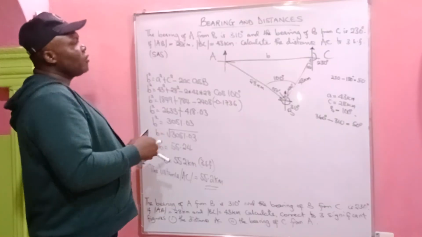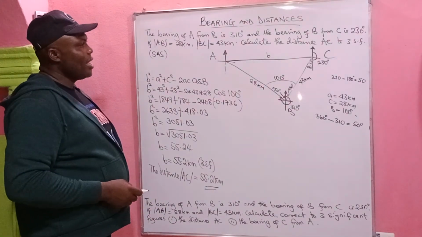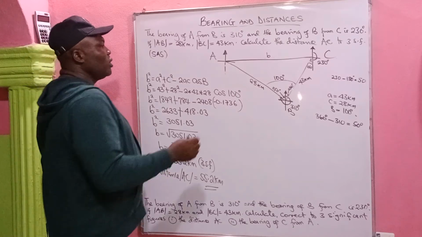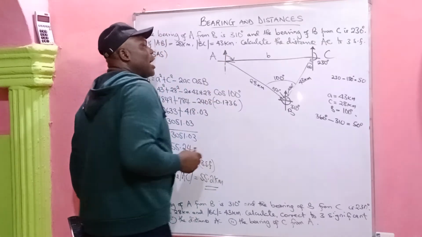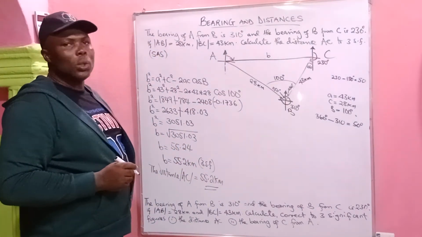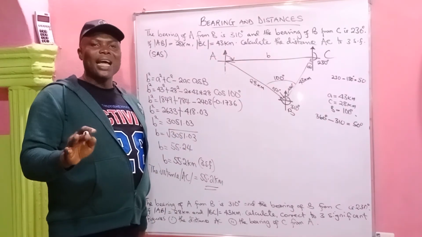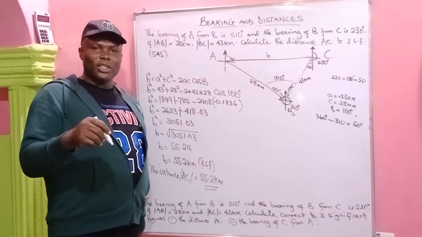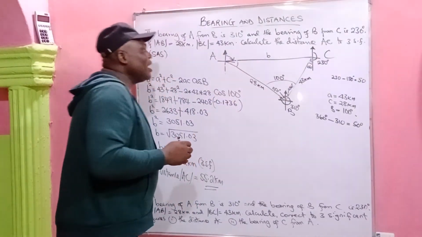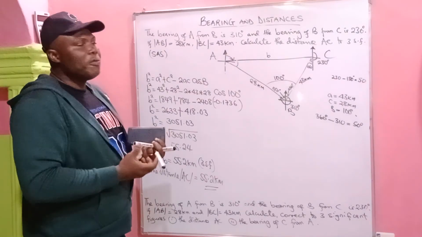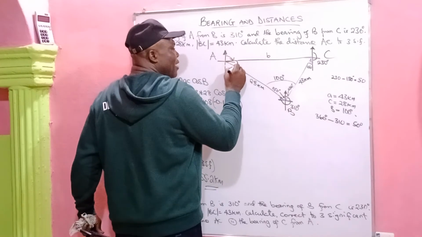Now the second part of the question says we should calculate the bearing of C from A. The bearing of C from A, which is from here to here. Now the bearing of C from A, how do we know that? I want you to try that and drop your answers in the comment section, I will mark it. Alright, so we need to first get here, which is theta, because we need the bearing of C from A. So the only thing to do is to find theta here.